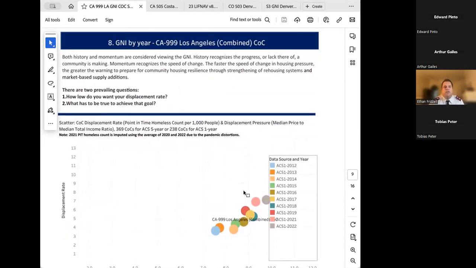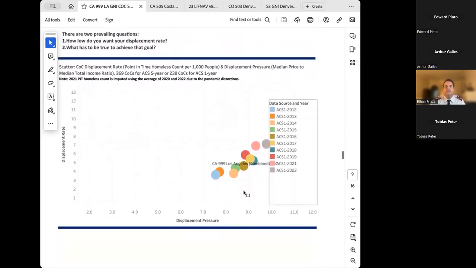We asked two prevailing questions at this point. How low do you want your displacement rate to be, and what has to be true to achieve that goal? So we tend to ask questions like, are you comfortable? It's interesting to me how many times someone will say, well, I'm not comfortable with that data. And I say, well, are you comfortable with your experience? And they're like, we're not comfortable with our experience.